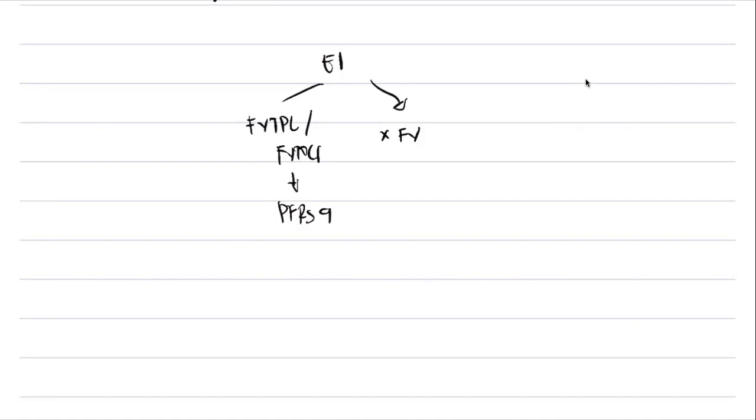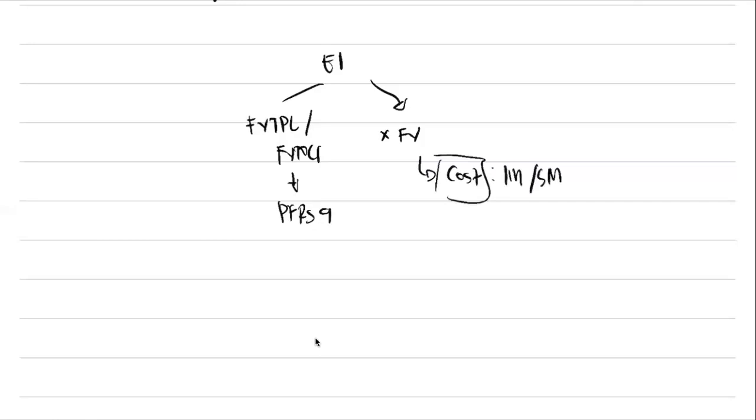Because FVTPL and FVTOCI, of course, is based on the fact that fair value can be reliably known. Now, what happens if your fair value cannot be reliably known? If the fair value cannot be reliably known, then we should measure this one at cost. So initial and subsequent measurement should be at cost.